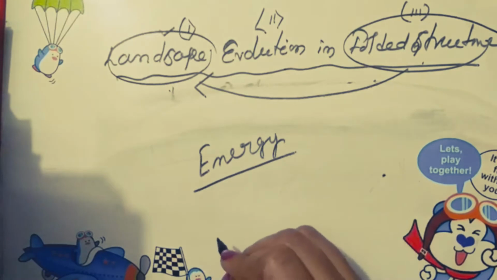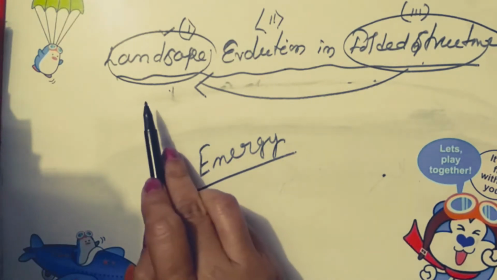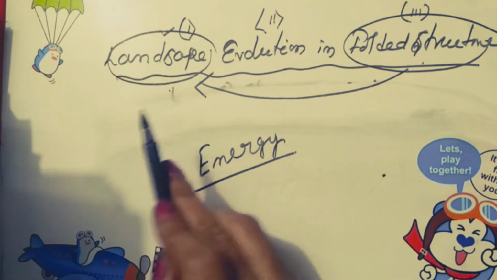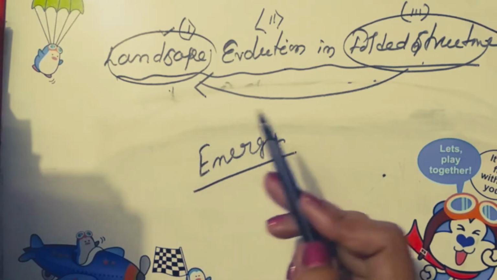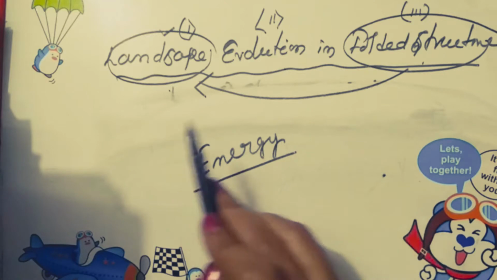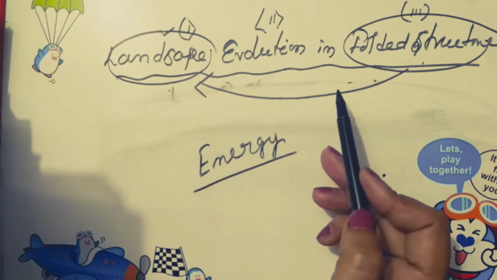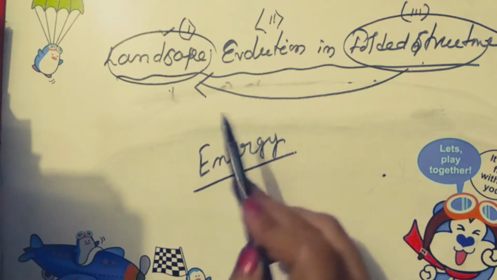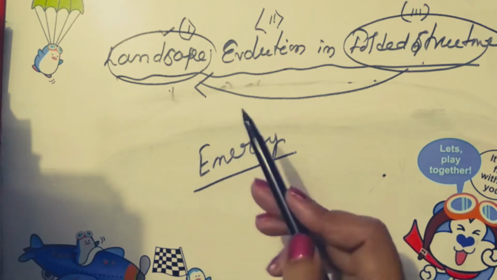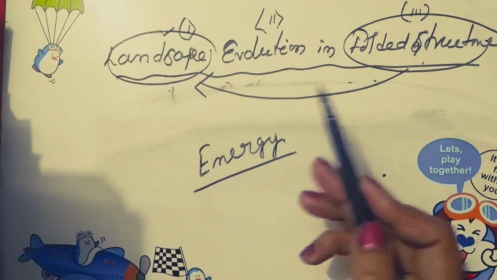Evolution is changes of landscape, but who will change the landscape through the time? The force will change the landscape. Which force will change the landscape? Which energy acts on the landscape to change, to evolve the landscape?